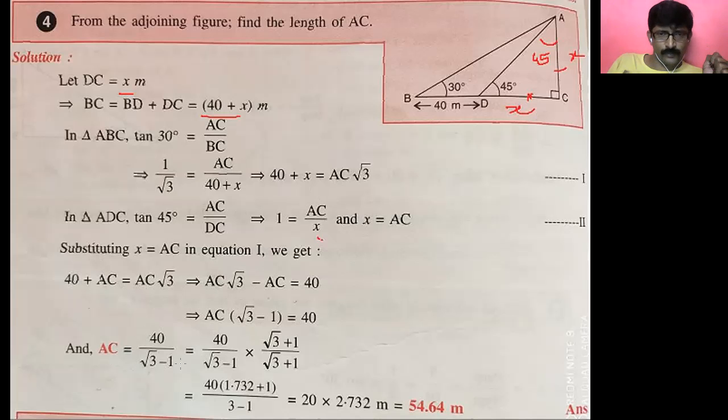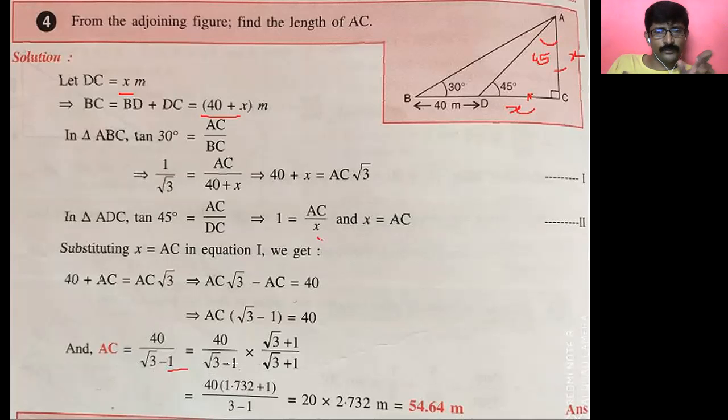AC is equal to 40 upon root 3 minus 1. And now student, here a concept comes, something called rationalizing the denominator, which we've learned in chapter 1, rational and irrational numbers. So look at this, 40 upon root 3 minus 1. We will rationalize the denominator. What do you mean by rationalize the denominator?